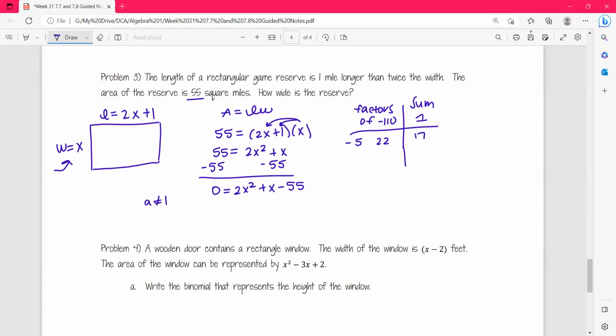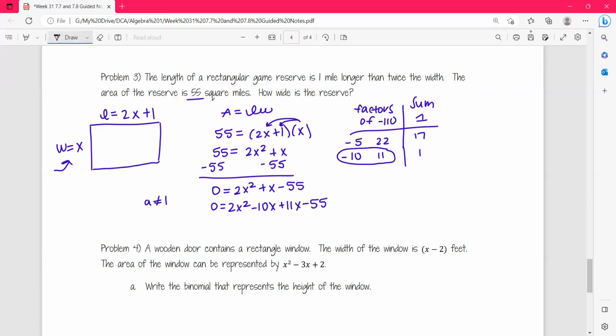Let's do 110 divided by 10. So I get 10 times 11. So negative 10 plus 11 gives me 1. These are my answers. Those are my lucky numbers from my chart. If you remember, once we had those numbers from the chart, we replace the b term. So the 2x squared stays the same. Negative 10x plus 11x. The minus 55 stays the same.